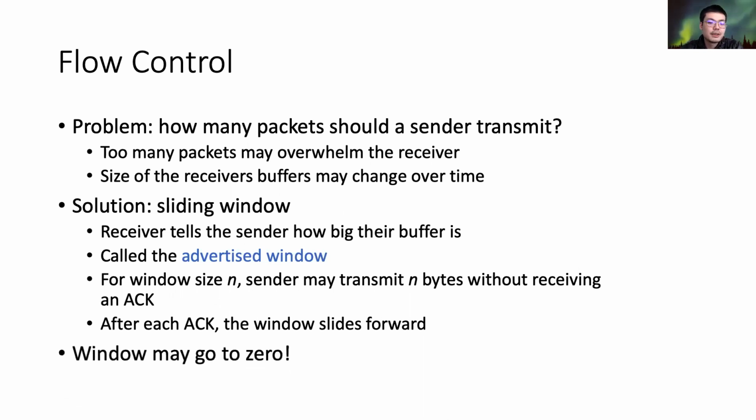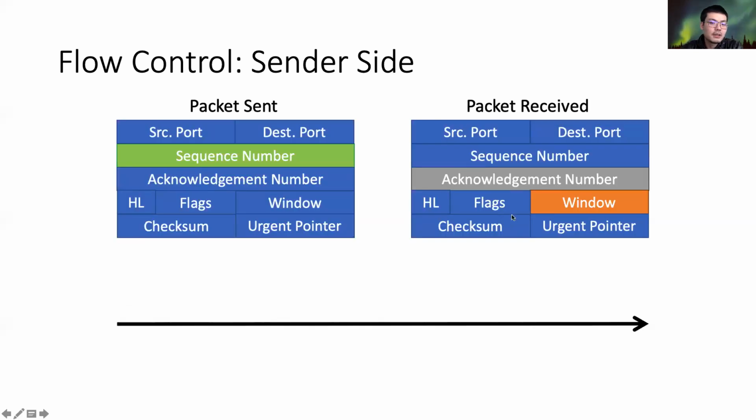And the window may go to 0. So, for example, if the receiver really cannot receive anything or gets stuck, then it will advertise 0 to you. Okay? So where is this advertised window located? Where does the window locate in the packet? Right? So basically your sender was something like this. Right? So the receiver window will be here.